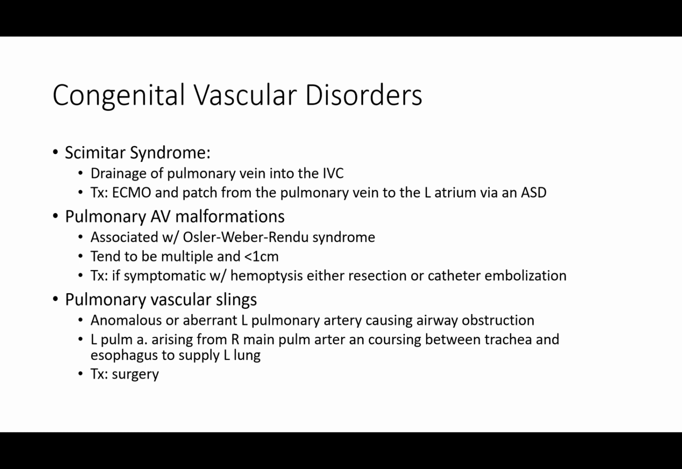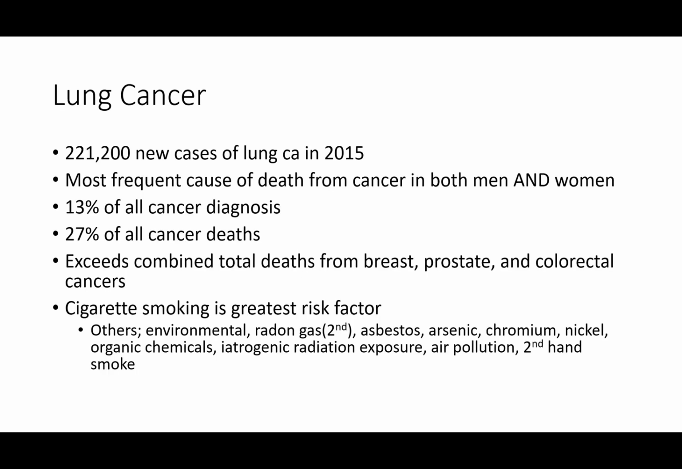You can get these pulmonary vascular slings. This is usually an anomalous or aberrant left pulmonary artery that's causing an airway obstruction. It's going to go from the right main pulmonary artery, and it's going to go between the trachea and the esophagus to supply the left lung. And obviously this requires some sort of reconstructive surgery as it's causing the airway obstruction. Okay, so that's kind of the brief overview of some of the congenital disorders.